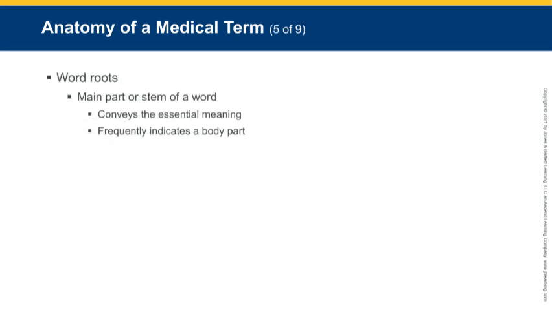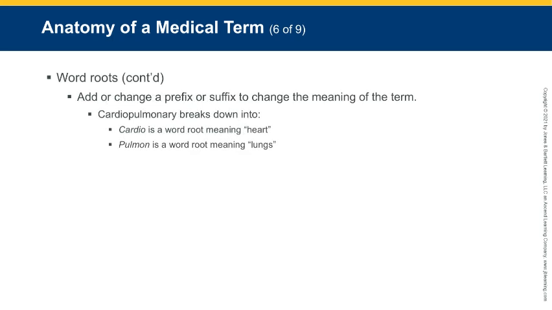Word roots form the foundation of a medical term, often indicating a body part or organ. They are the main component around which the term is built. Adding prefixes or suffixes modifies the term's meaning. For instance, cardiopulmonary combines cardio, meaning heart, and pulmon, meaning lungs.